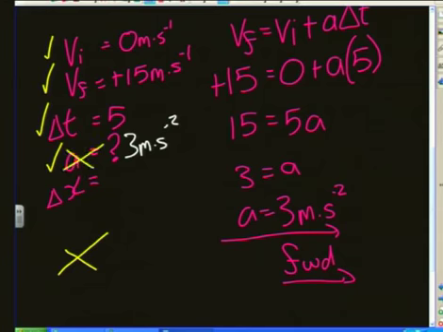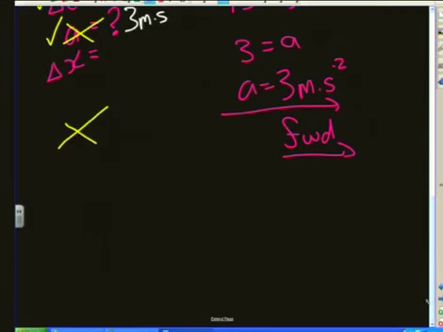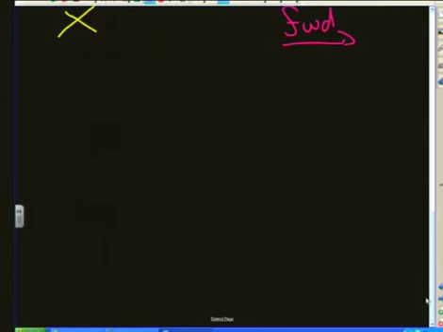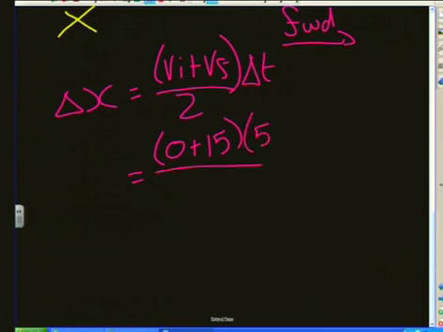So I'm looking for something with all the other equation pieces that I need, and without acceleration. I'm going to have to do this quite quickly because we're running out of time. Delta x is equal to vi plus vf over 2 times delta t. You'll notice that there's no acceleration anywhere inside here. So let's do this quickly. I know that v initial is 0 plus vf is positive 15. My time period is 5. And then I divide that all by 2.